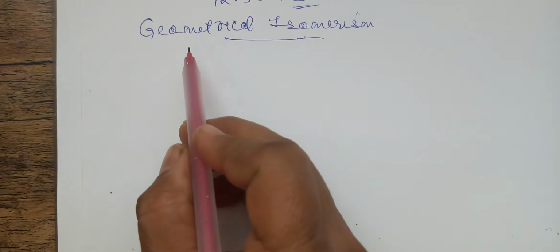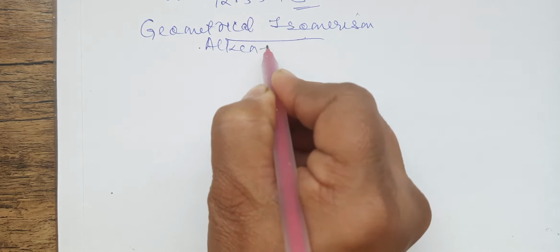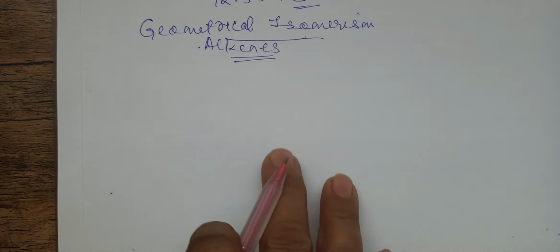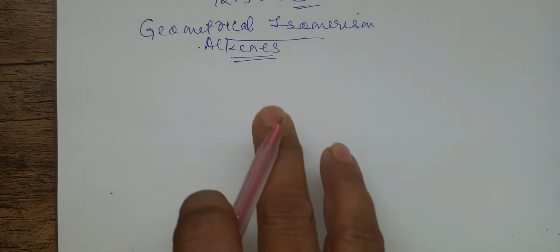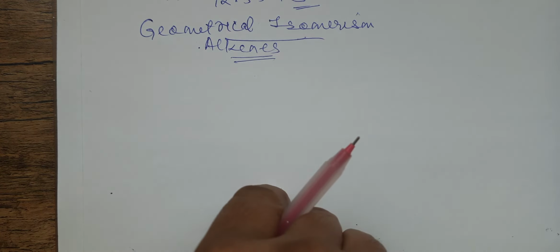Clear? Now let us talk about another type of stereoisomerism, that is geometrical isomerism. Now what is geometrical isomerism? Geometrical isomerism will be exhibited by alkenes. The basic requirement for a compound to exhibit geometrical isomerism is a double bond. A double bond should be there. That means alkenes are going to exhibit this type of isomerism.